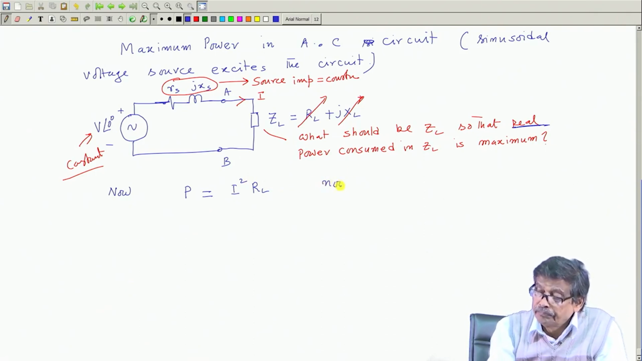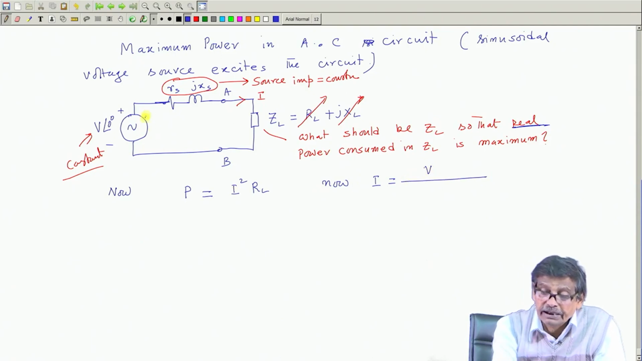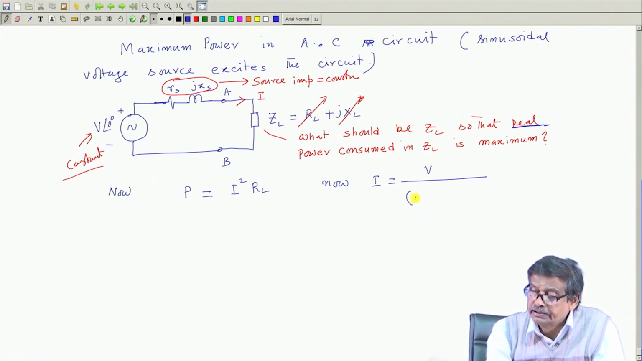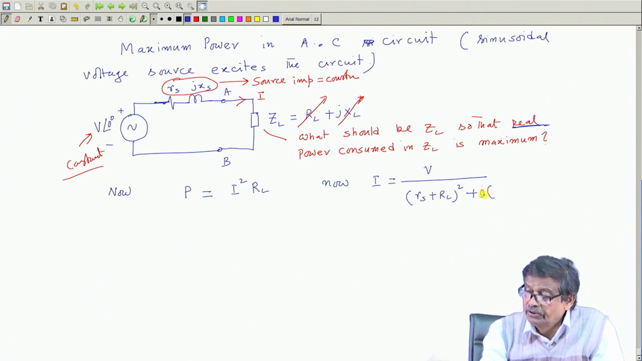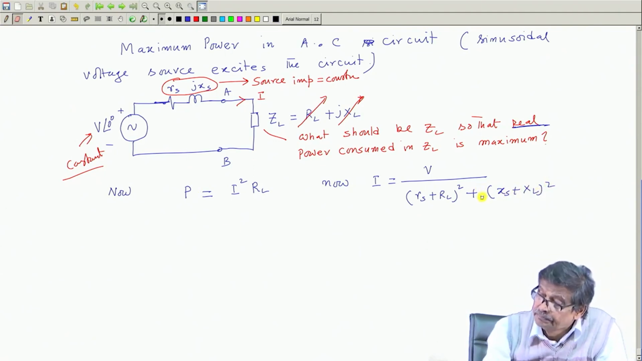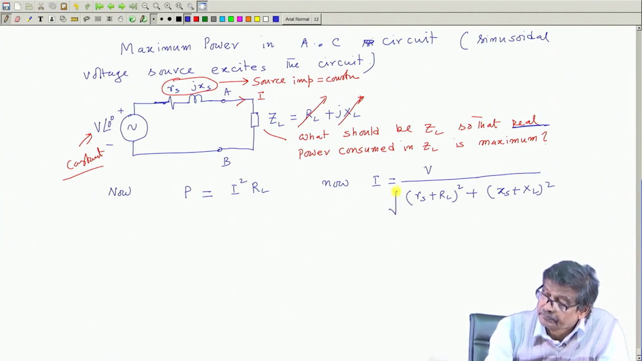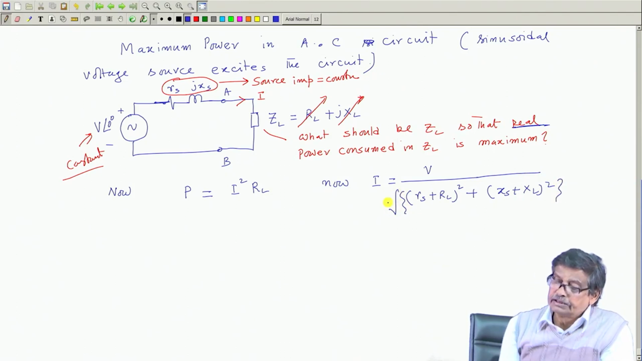Now, what is the RMS value of the current? The RMS value of the current will be the supply voltage RMS value divided by the total impedance of this circuit, which happens to be series in nature. So, it will be the square root of (Rs plus RL) squared plus (Xs plus XL) squared. This is the expression of the current.